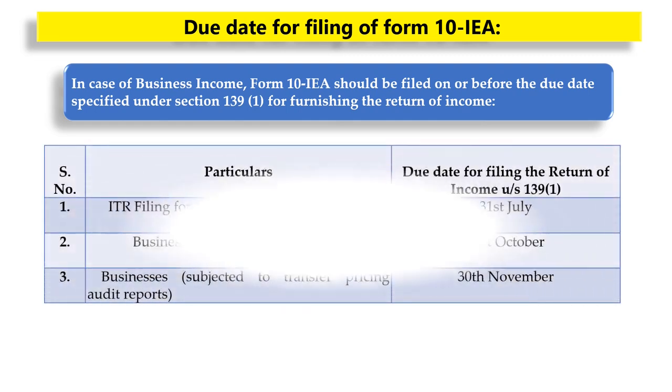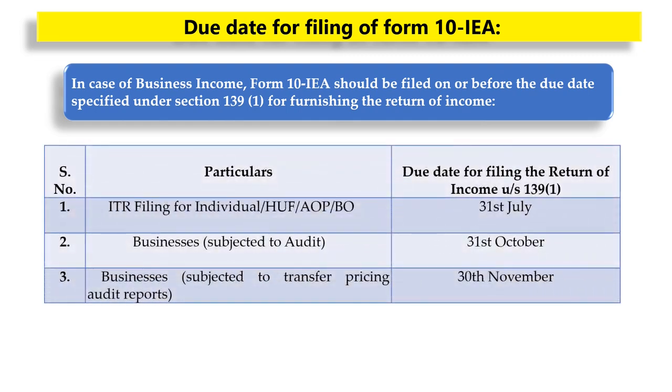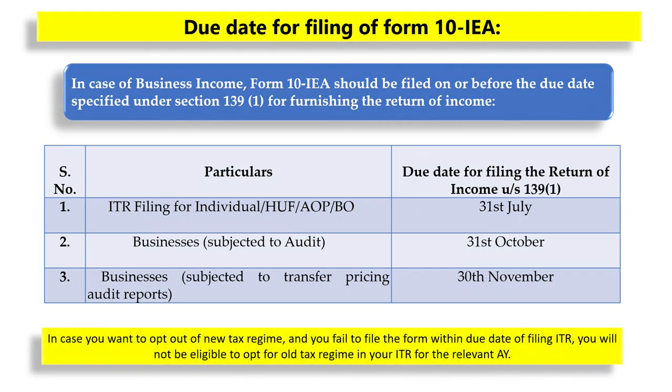Please note that if you are filing your ITR as an individual, HUF, association of persons or body of individuals and not subjected to audit, the due date of filing return is 31st July. However, if your business is subjected to audit, the due date for filing your income tax return is 31st October. For businesses which are subjected to transfer pricing audit reports, the due date is 30th of November.